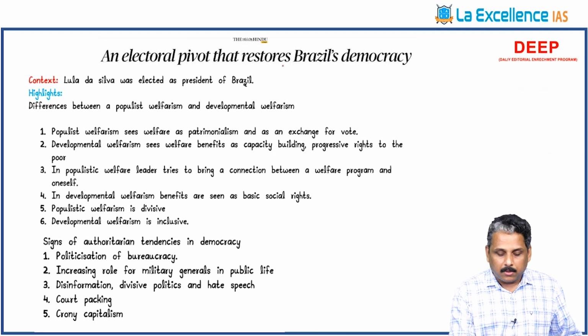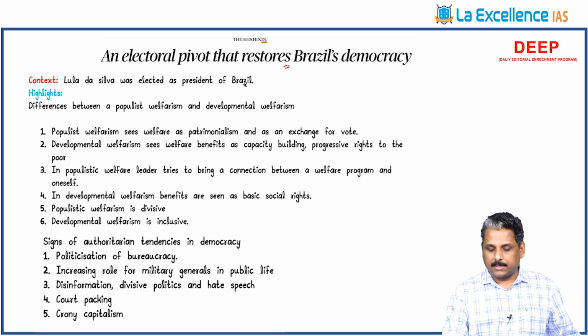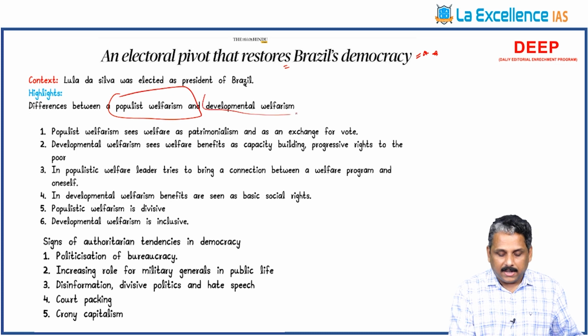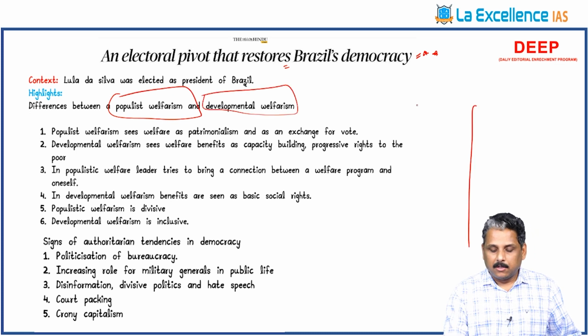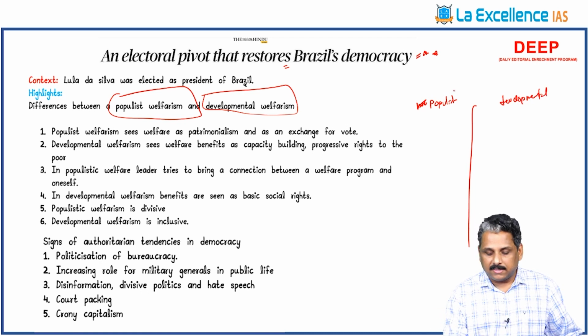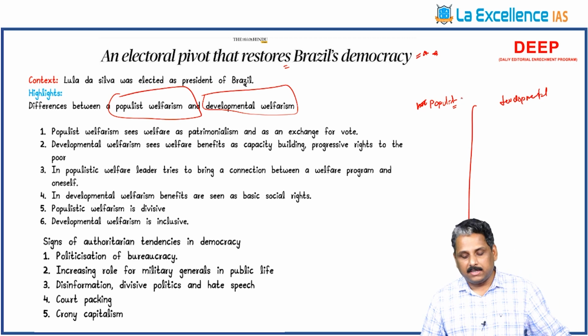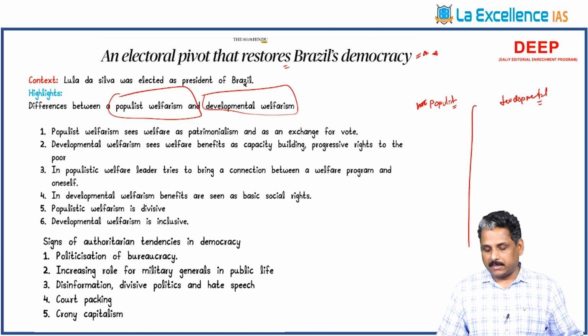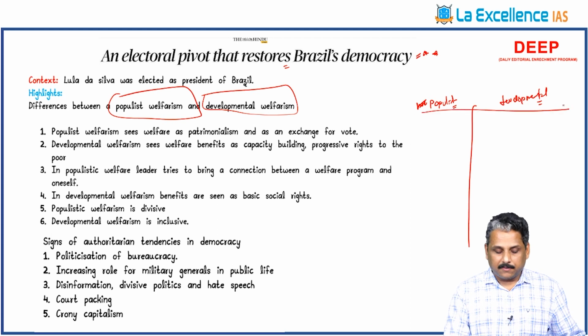An electoral pivot that restores Brazil's democracy. Now, in this article, what I found very interesting is populist welfarism and developmental welfarism. So, I have divided welfarism as populist and developmental. Bolsonaro, the previous president of Brazil, is an example of populist welfarism, and Lula da Silva is a developmental welfarist. Let us try to understand the differences.